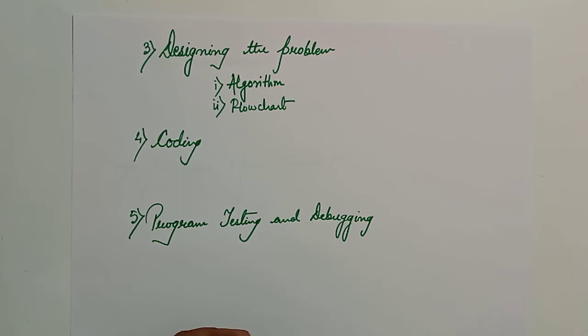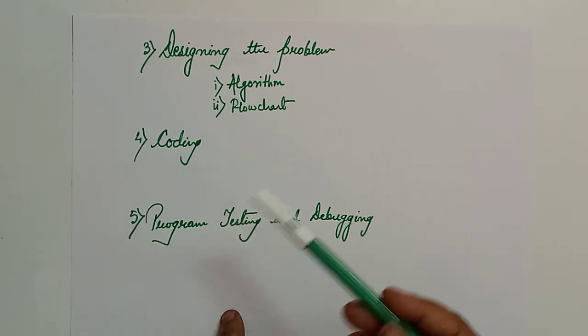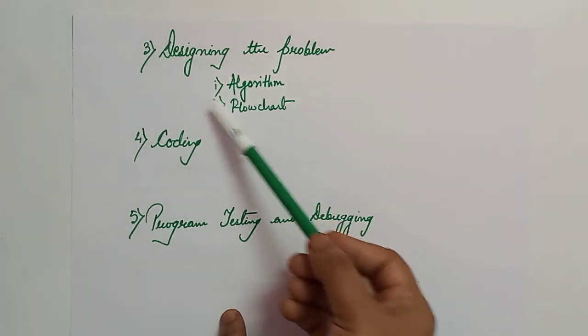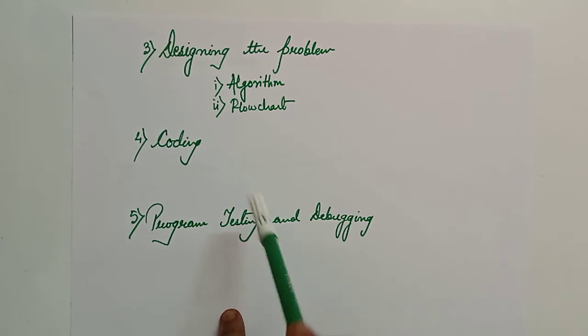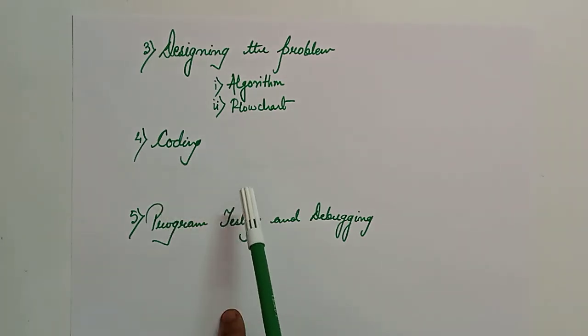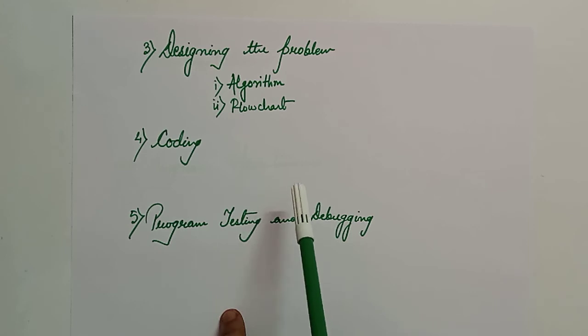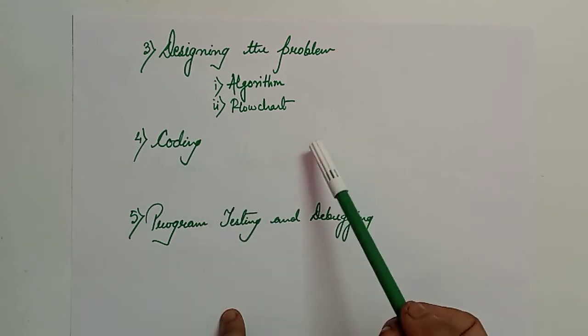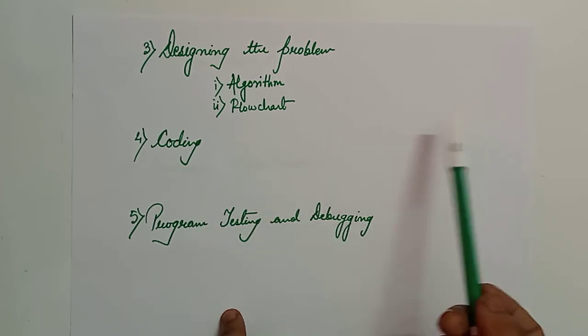Okay, now once the problem is designed, the next step is coding. Coding means translating whatever we have done. We have written the algorithm and flow chart. Now it is time to translate it into code. The process of translating the algorithm into the syntax of a given language is known as coding. Since an algorithm cannot be executed directly by the computer, it has to be translated into a programming language. Any programming language can be used, it can be Java, Python, C, C++, anything.